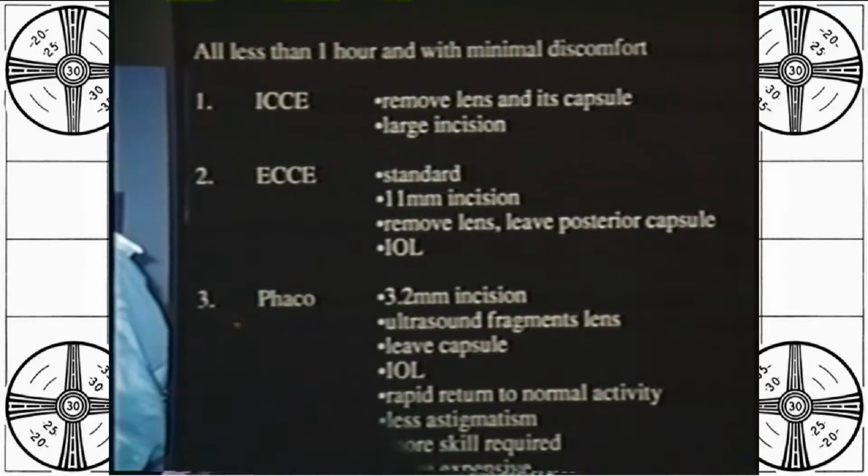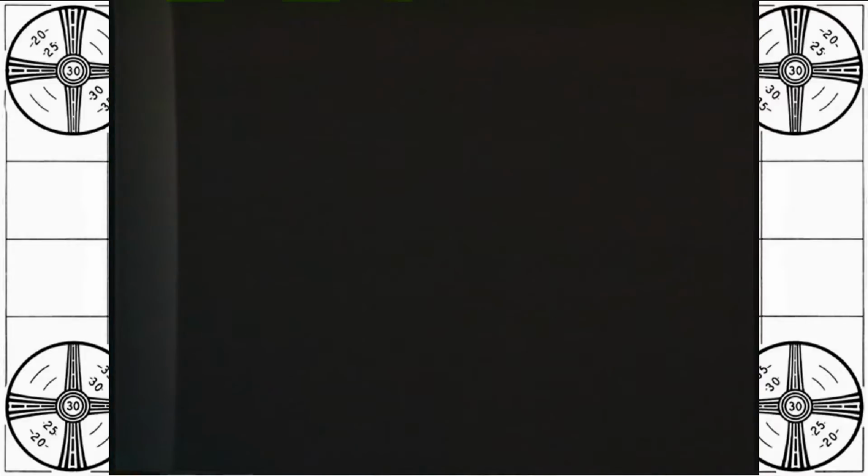And finally, the most recent thing that we're doing, and this is what you're hearing a lot about, is phaco emulsification. We perform the whole operation through a 3mm incision, which is very, very small. We use a probe which has ultrasound power in it, which fragments the lens, and we're able to aspirate it through the small incision, leaving the capsule, and we're able to put the implant in. This allows the patient a rapid return to normal activity, less astigmatism, which means they won't need much spectacle correction. The problem is that a little more skill is required, and it's a more expensive procedure.